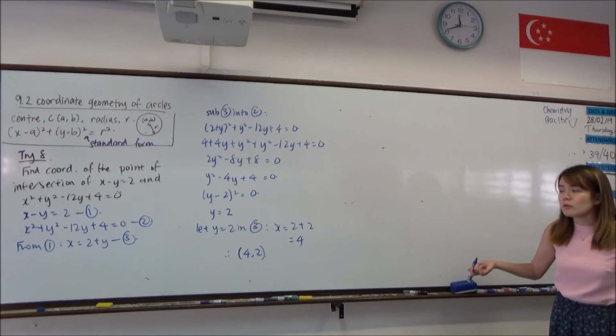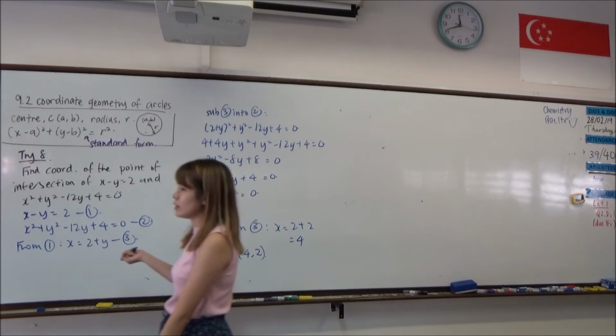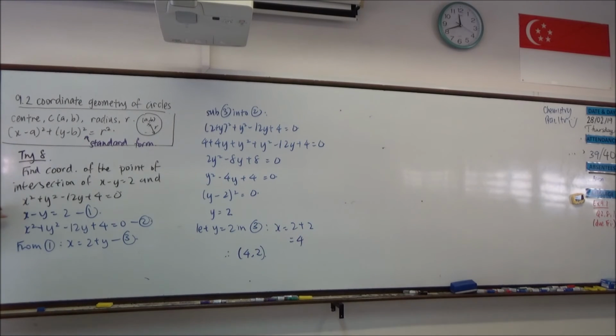I hope also that when you do your simultaneous equation, you are doing the substitution by manipulating the linear equation rather than the quadratic equation. I don't want you to manipulate this and then make x or y the subject. Making this the subject will be easier.